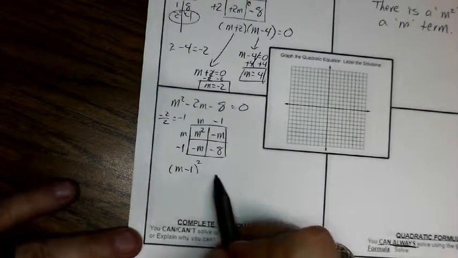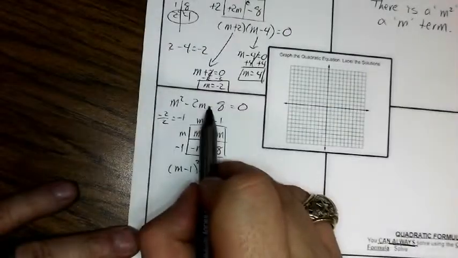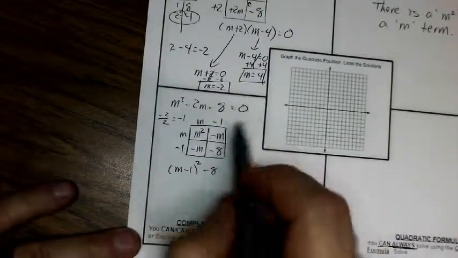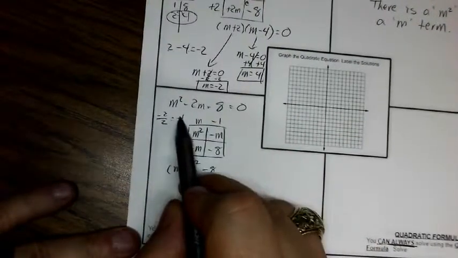Now to complete the square, you take your negative 8 here, write it down, then you take this number that you got right here.